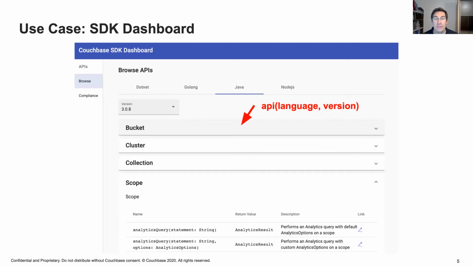And then once we have a specific language selected, so on the screenshot here, you see Java, the Java client being marked as active and shown on the screen. We then lazily want to load the very specific API definitions for the language and version pair. So in this case, the language would be Java and the version would be 3.08, and then all the different APIs for bucket, collection, cluster, etc. would be loaded. And on the screenshot here, you see that the scope is open, which shows an analytics query statement with the return value description, etc.